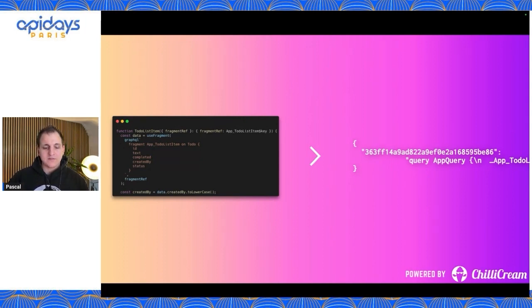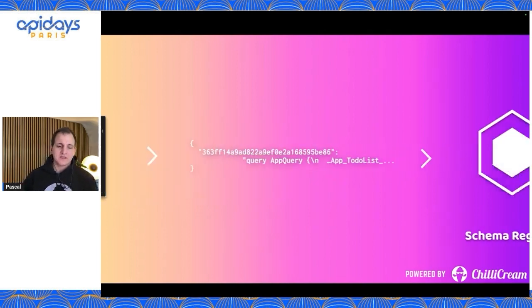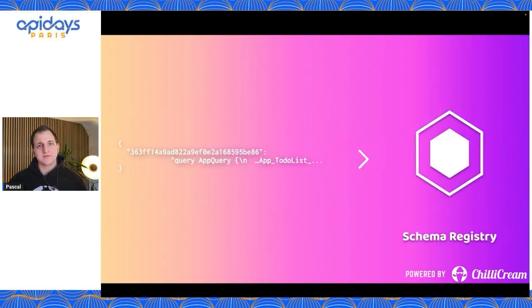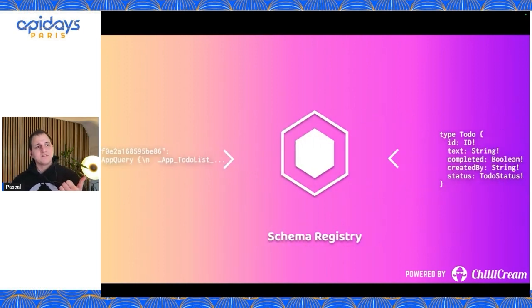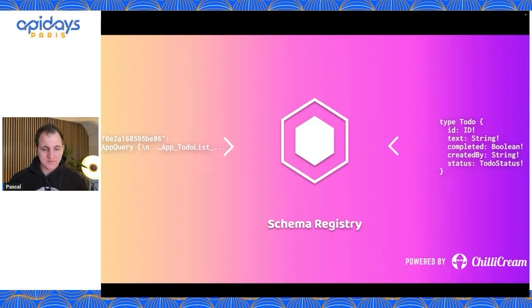Now, these query files, these persisted query JSONs, they can be sent to the schema registry as well. And now the schema registry knows all the queries, and it also knows the schema. This means that it can verify if all clients work with the schema when you deploy a new schema, or when you deploy a new client, if the client works with the schema. So you can check compatibility of everything.